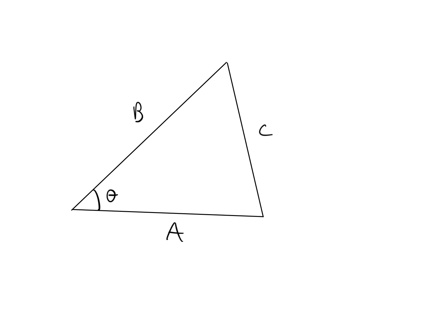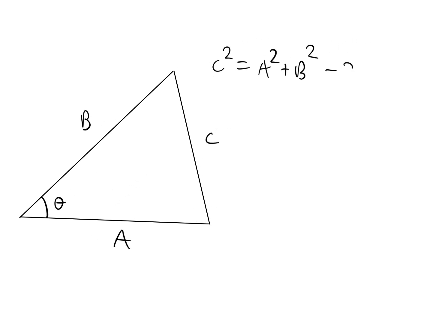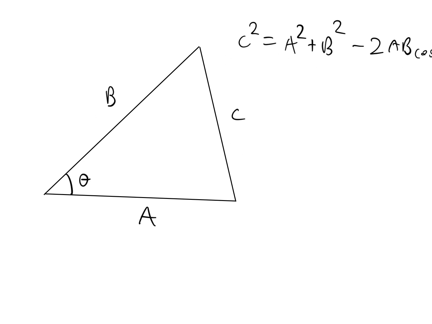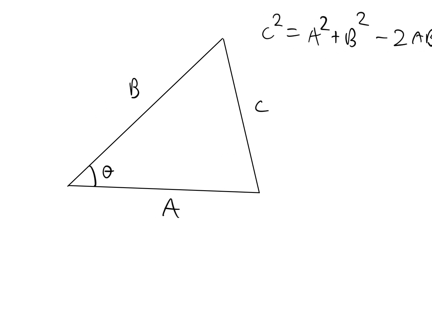Now, the law of cosines states that C squared is equal to A squared plus B squared. However, you have the additional minus 2AB cosine of theta right over here. Let's start by proving this now.